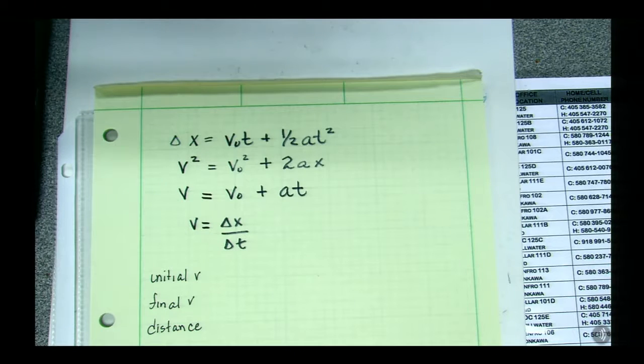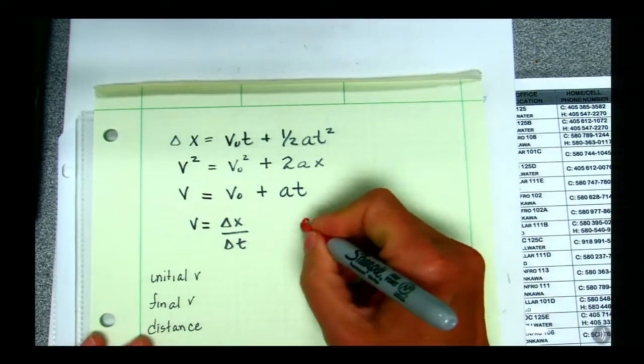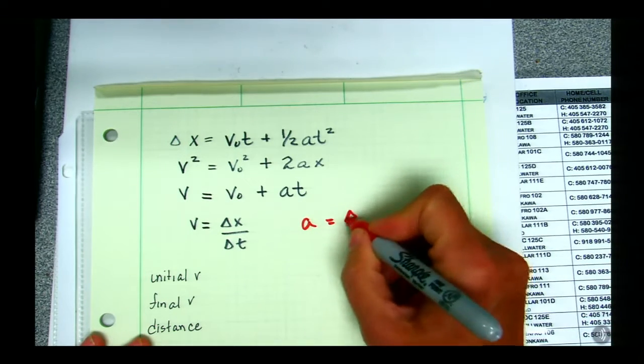squared plus 2 times the acceleration times the distance. And then we've got the velocity initial plus the acceleration times time. And we know the velocity is the change in position with respect to the change in time. And we also have a definition that my acceleration is going to be the change in velocity with respect to time.